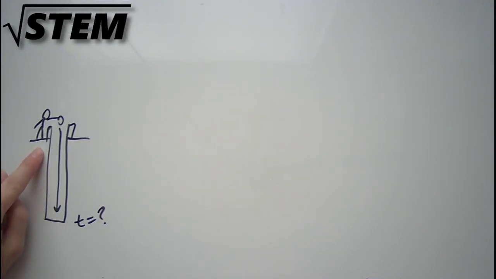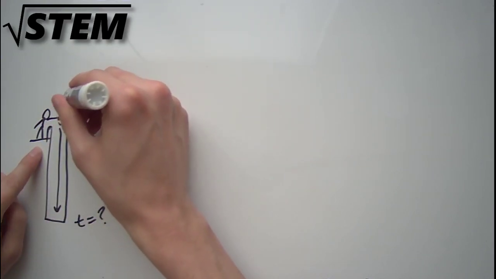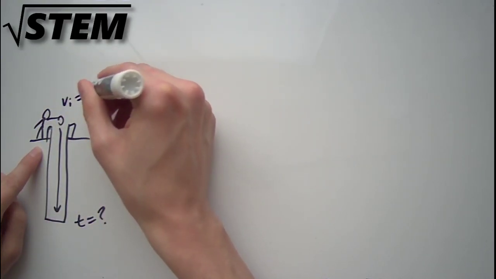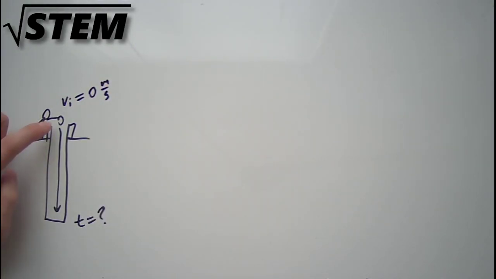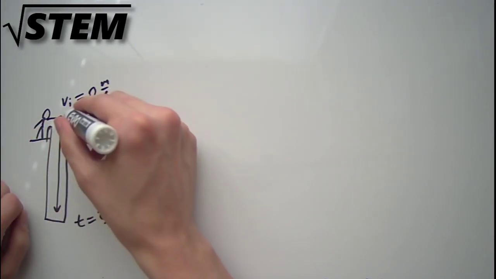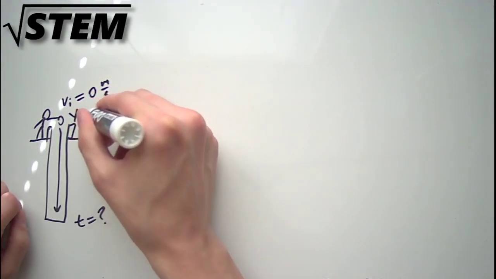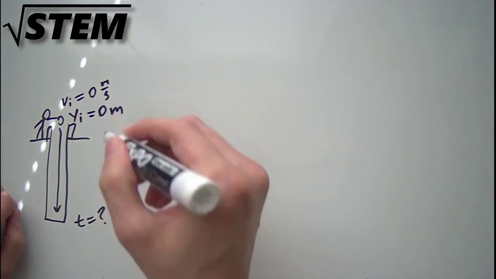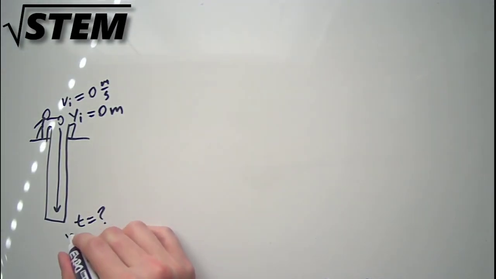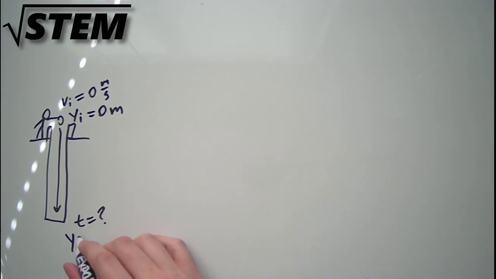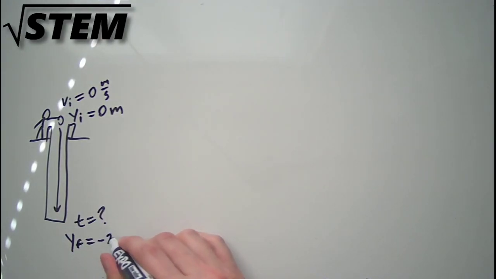When he lets go of the ball, it's not going to have any velocity, so its initial velocity will equal 0. We can also say that this is the point where our y-coordinate equals 0 as well, and that down here, the final y position, the bottom of the well, we will say is equal to minus 20 meters.